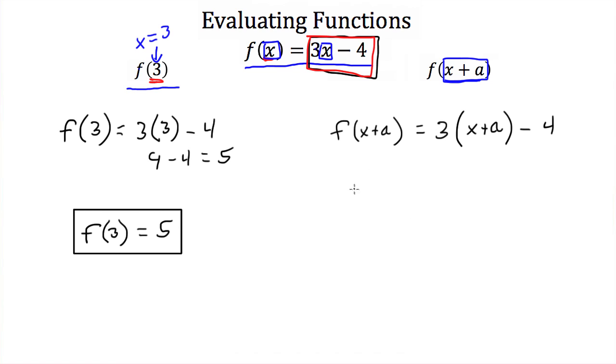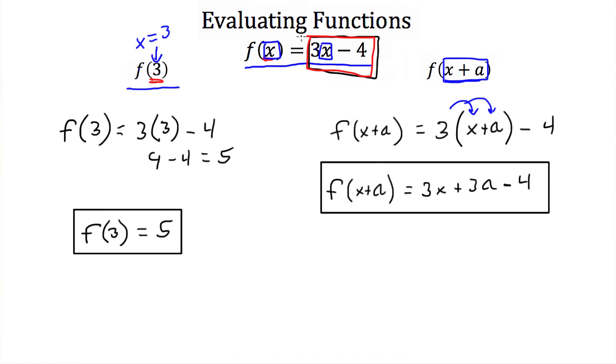Now, if you want to simplify this, I would distribute my 3 inside these parentheses. And I would say that f of x plus a is equal to 3x plus 3a minus 4. So my function value, or f of x, when x is equal to x plus a, is equal to 3x plus 3a minus 4.